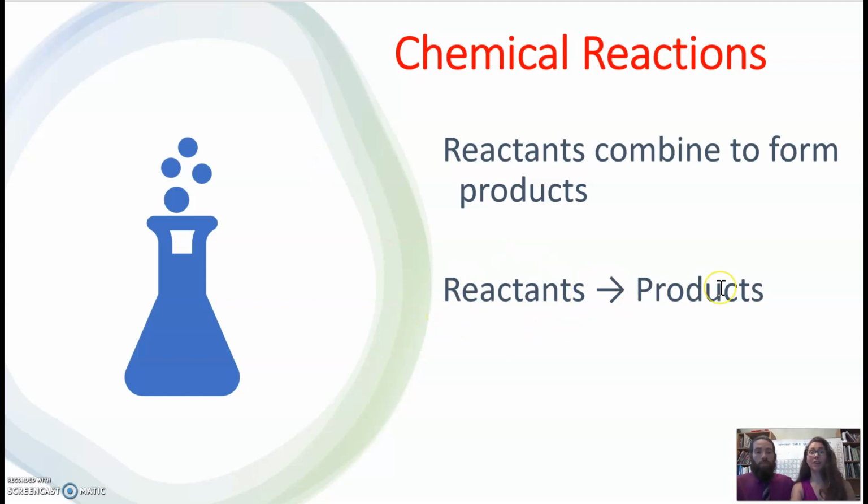going to the product. So we write the formulas for the reactants, or like the ingredients, what you're going to start with for this reaction. And then we have an arrow, and that arrow is the reaction. So it's kind of like proceeding forward in the reaction, and then we write the formulas for the products.